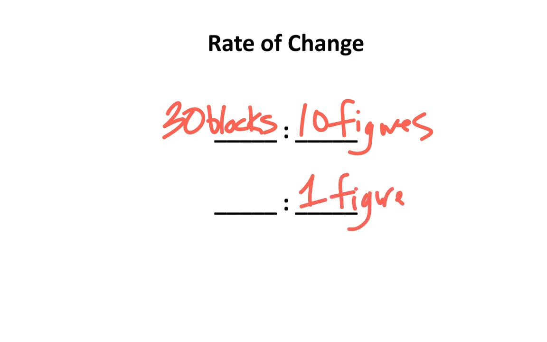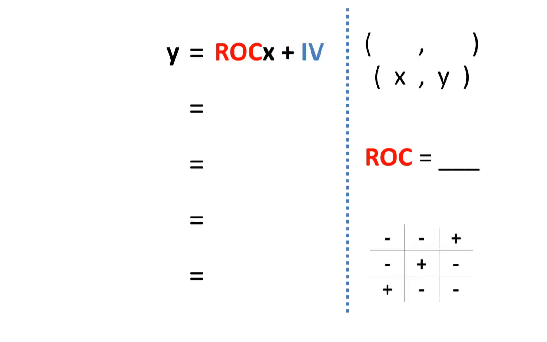Now, to solve this ratio, you can use mental math or you can use cross multiplication. I'm going to use mental math here, and there's going to be an increase of 3 blocks for every one figure, which means the rate of change really is just 3. You could use this rate of change and the 2 points in the graph we just saw to work backwards to find the initial value, but there's a faster way.